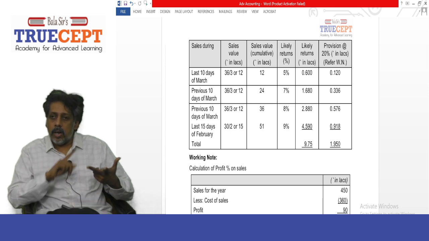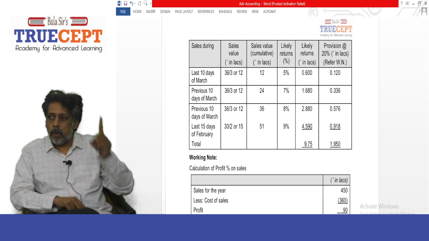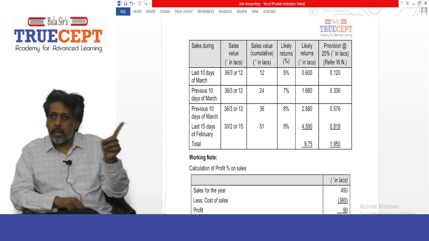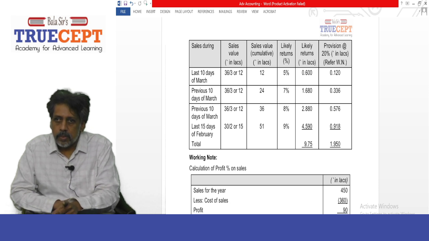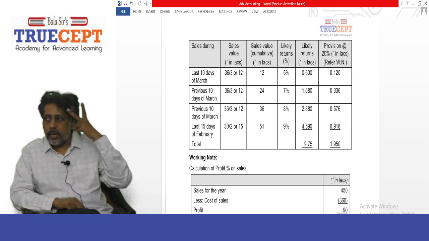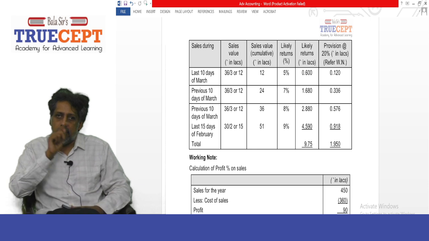Nothing but you will not earn the profit, right? So you make a provision for unrealized profits. Is that fine? Yes, sir. And that is the last column, being 20% GP ratio on sales.